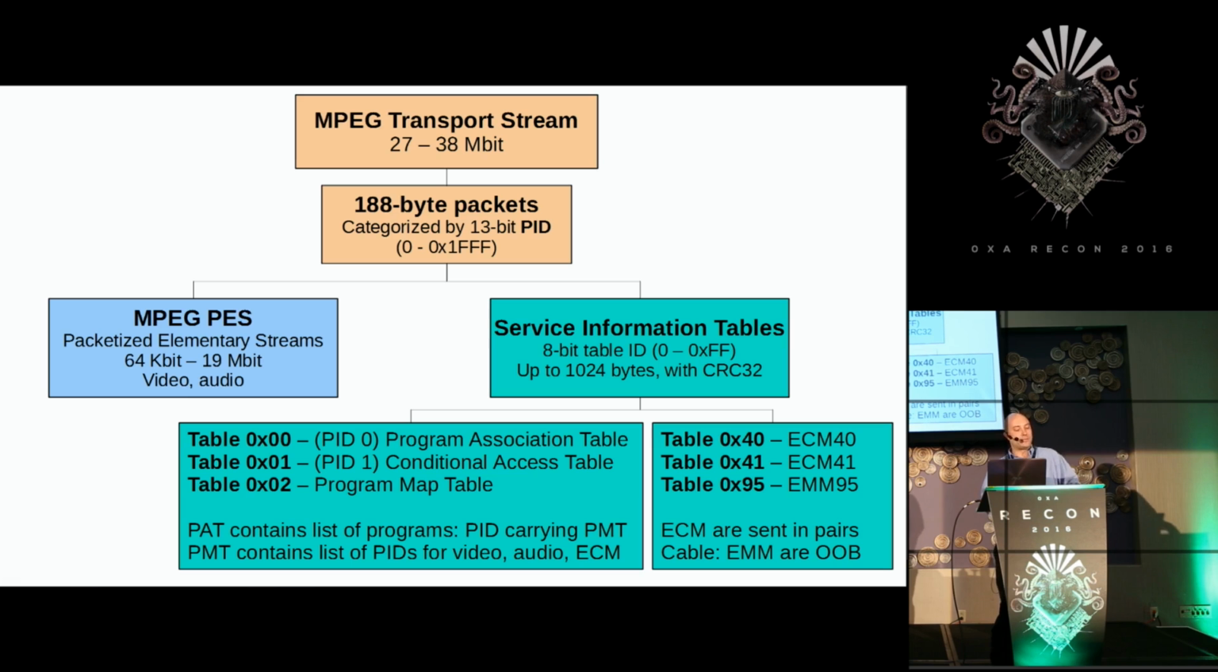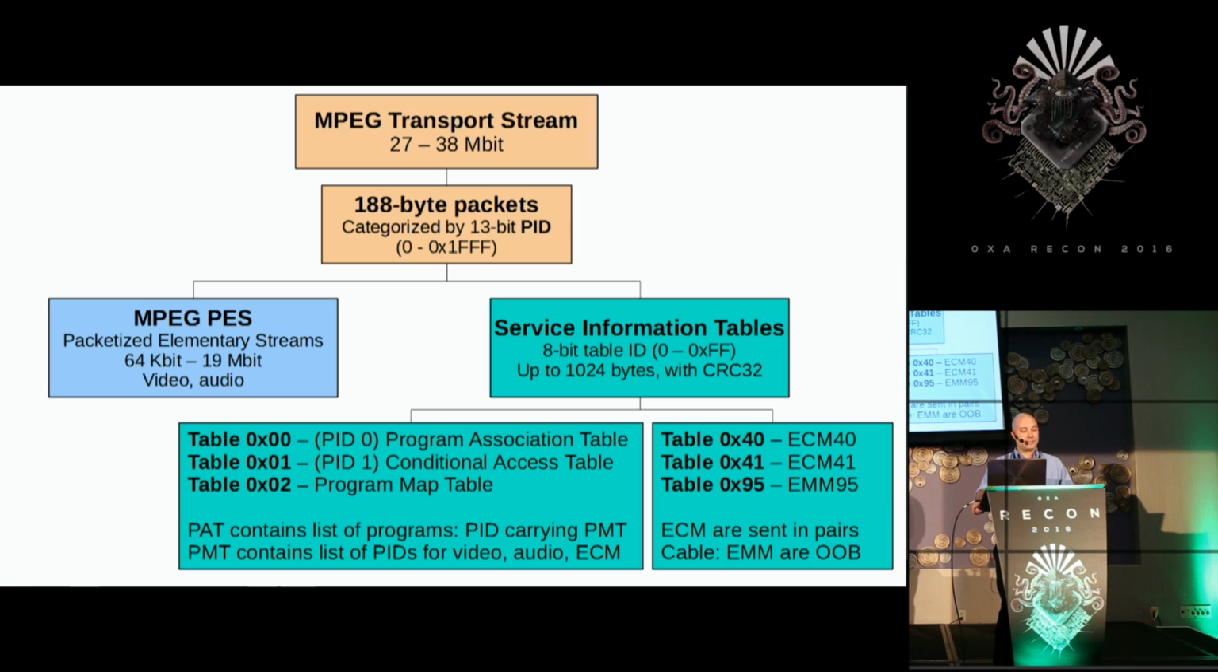The MPEG transport stream is made up of packets of 188 bytes. Each packet has a PID. This is used to differentiate different types of data. The PIDs range from 0 to hex 1FFF. Each of these PIDs carries either an MPEG packetized elementary stream, that's a video or audio stream, or the PID may carry one or more service information tables.